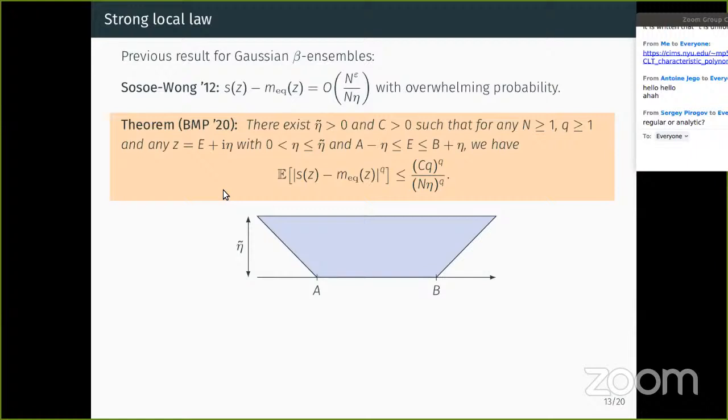We prove the following result. There are some conditions. The condition is just saying that if you take a point in a trapezoid region above the interval AB, then for any point in this trapezoid region, we can bound all the moments of S minus M equilibrium. The moment of order Q is of order 1 over n eta to the Q, so that's the optimal level. And we also have the dependence of the constant in terms of Q.